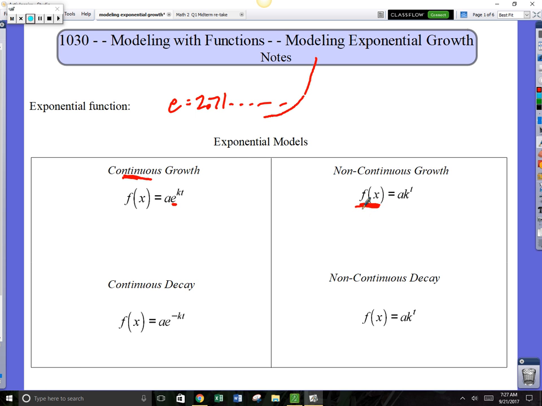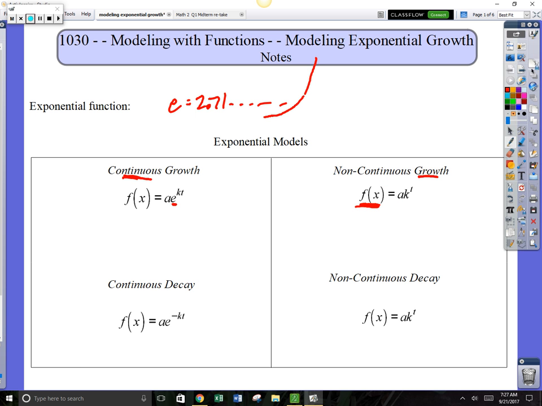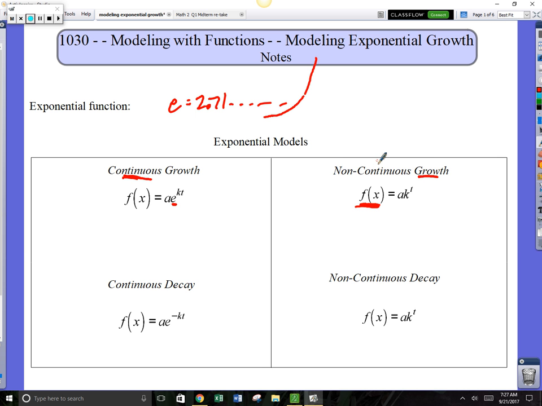Okay, non-continuous growth, same thing. This is our output, this is our end result. A is your initial value, k is kind of your rate of growth, and t is time. But if it's non-continuous growth, it happens at a specific moment. I think the example problems have interest, you're gaining yearly interest, and the moment you gain interest would be the end of the 365 days. So it happens at a specified moment.